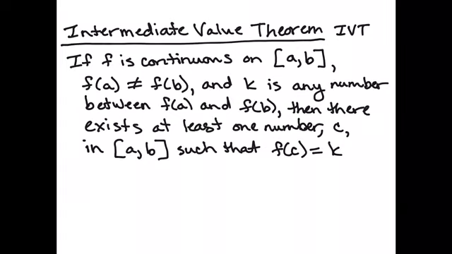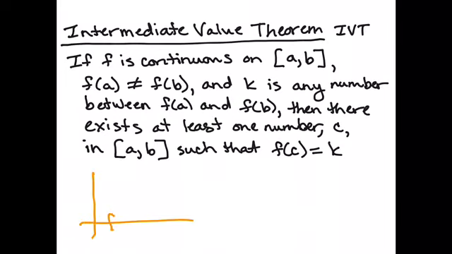Okay, there's something called the intermediate value theorem, and it's got this formal definition. If f is continuous on some closed interval, meaning I can land on the endpoints, and the y values at the endpoints are not equal to each other, then k is some number in between those y values.